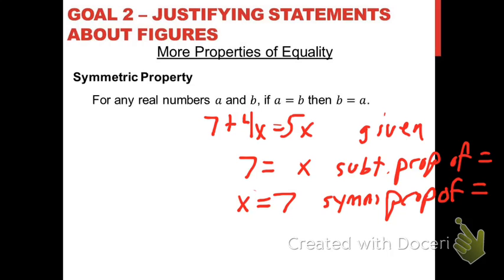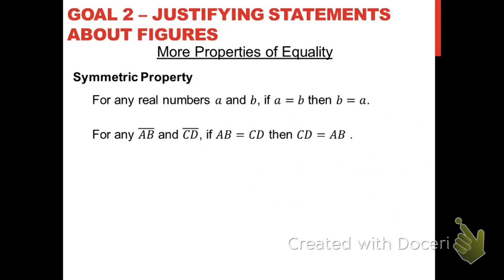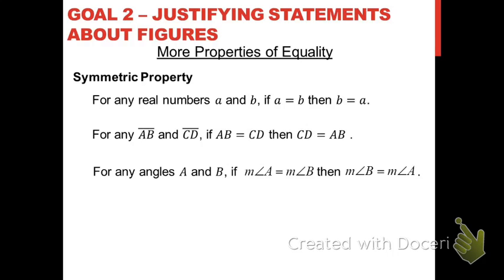Okay, so that's where the symmetric property of equality is used. Let me show it to you in the forms of segment lengths and angle measures. For any two segments AB and CD, if the distance from A to B equals the distance from C to D, you can switch the two sides and make it the distance from C to D equals the distance from A to B. Or with angles, if the measure of angle A equals the measure of angle B, then it's also true that the measure of angle B equals the measure of angle A. I don't think any more explanation is needed there.